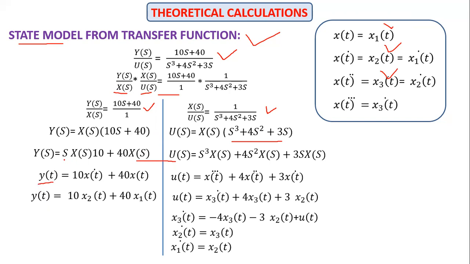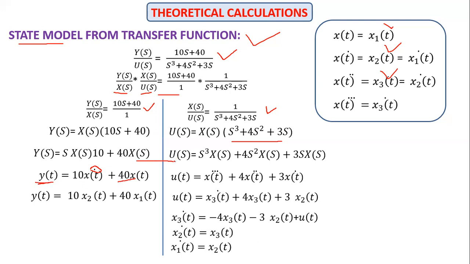So inverse Laplace of Y(s) is y of t, and here s into X(s) is there. That we can represent in terms of differentiation. In state space analysis, differentiation is represented with a dot. That means s into X(s) means one time differentiation, so one dot. So x dot of t, and next 40 into X(s), 40 into x of t. So y of t is nothing but the output equation, right?